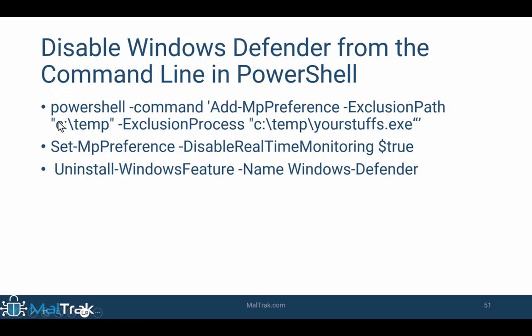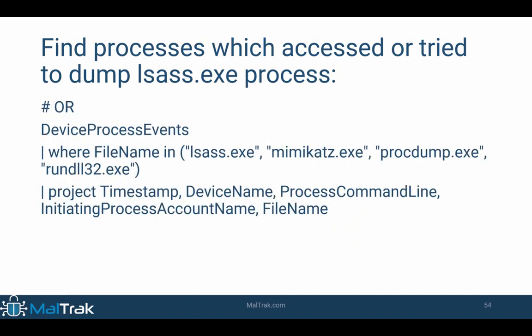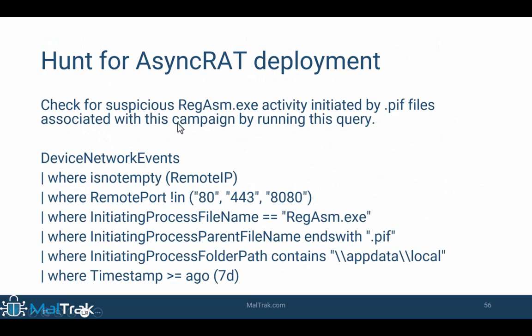That was quite interesting. So how do you disable Windows Defender from the command line in PowerShell? Attackers will be using any one of these techniques to disable Windows Defender from the command line. So remember, we've been through this before in depth. We're looking for processes that tried to dump LSASS. So we've been through that in depth. Hunting for AsyncRAT deployment. This is just an example: you may want to research AsyncRAT and see which threat actors are using it. You'll do CTI for your organization specifically, and you'll decide what to hunt for.